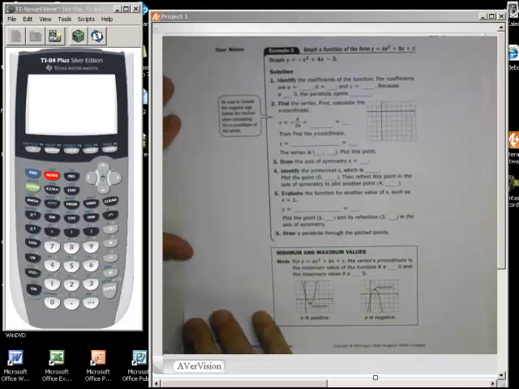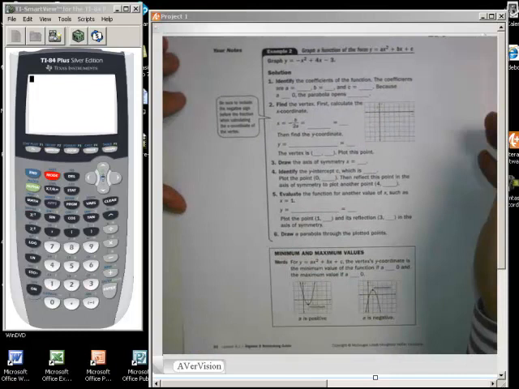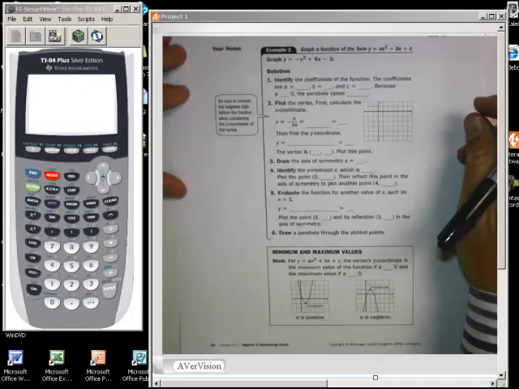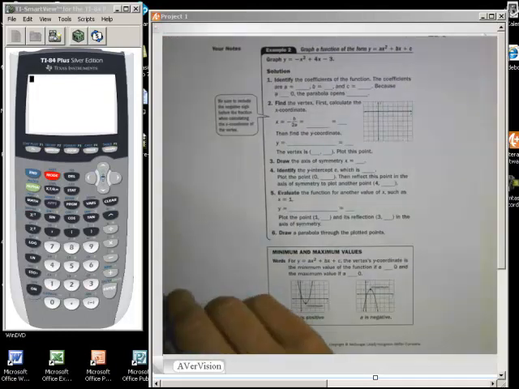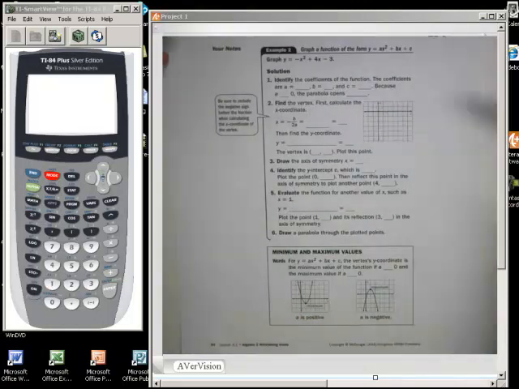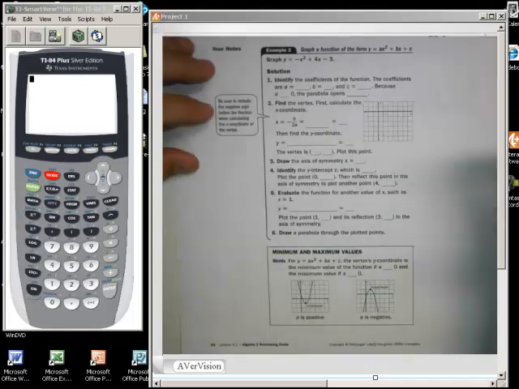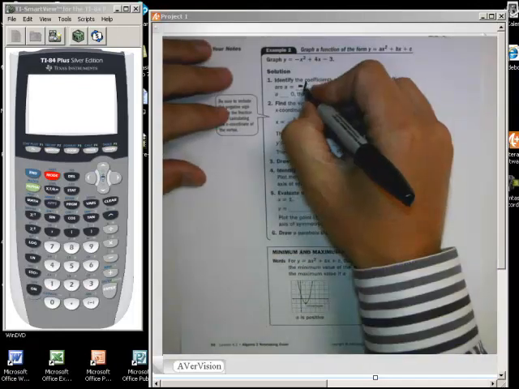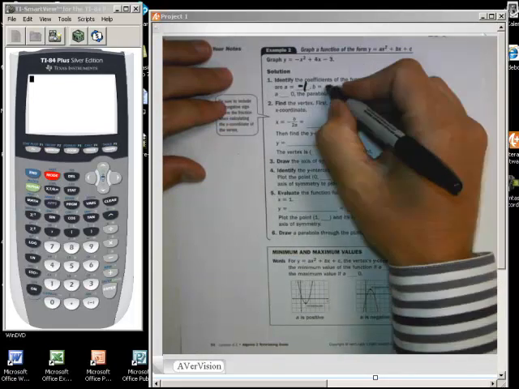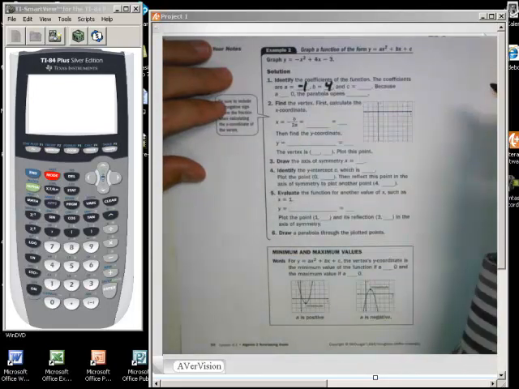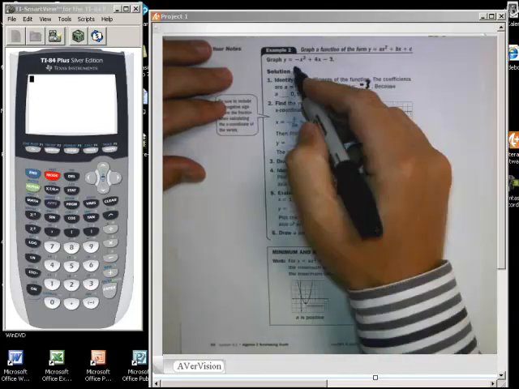When we graph this thing, y equals negative x squared plus 4x minus 3, it's got a lot of things I need to know. So at first you've got to identify those coefficients. What's the a, what's the b, what's the c? In this situation, a is going to be negative 1, b is going to be 4, and c is going to be negative 3. So they're right there.